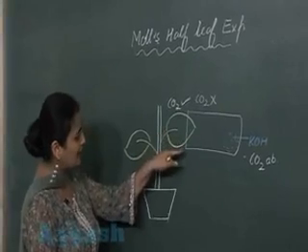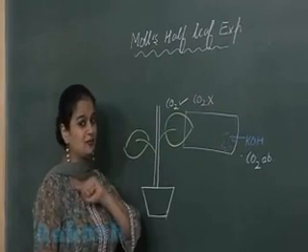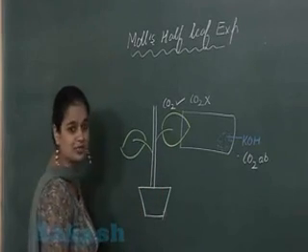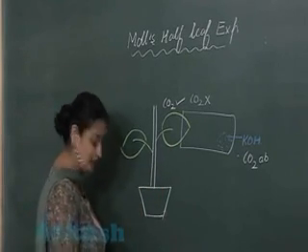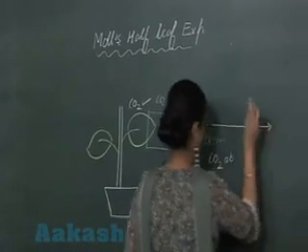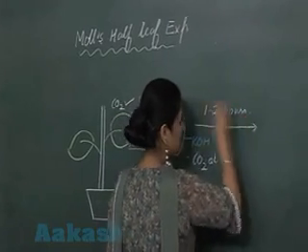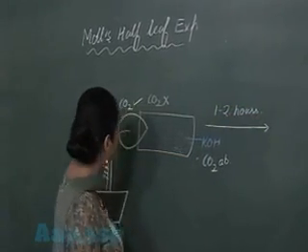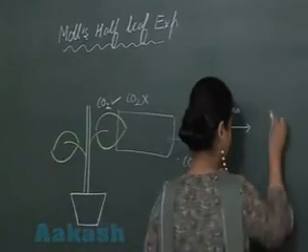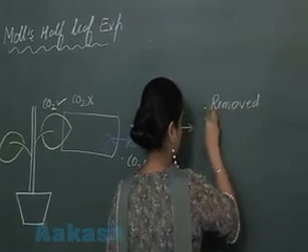So in the apical part and the basal part, the environment is different, and this difference is with respect to the presence and absence of carbon dioxide. Now this plant was illuminated with sunlight. Yes. So for 1 to 2 hours it was provided sunlight, and after that this leaf was plucked, it was removed.